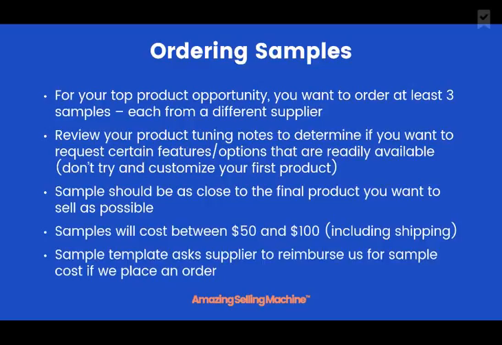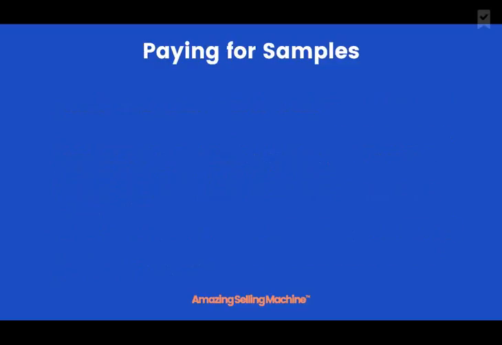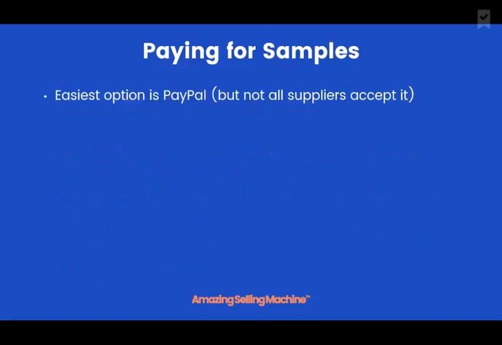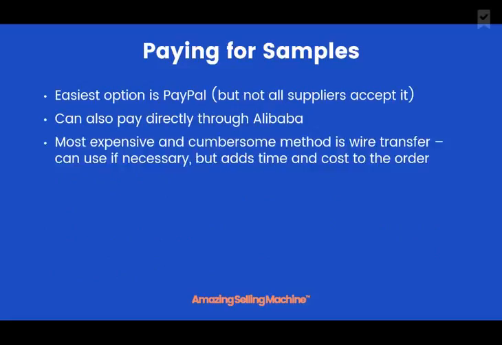In the sample template that we've given you, we do ask the supplier to reimburse us for the sample costs if we go ahead and place the order, and that does make up for some of the expenses. You can usually pay for the sample several different ways, but a lot of it will be up to the supplier and what they accept. PayPal is by far the easiest, but not all suppliers accept it. You can also usually pay directly through Alibaba if that's how you found the supplier. The most expensive and cumbersome way is a wire transfer.